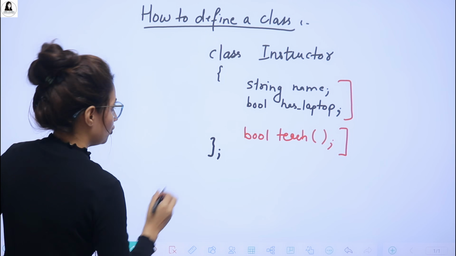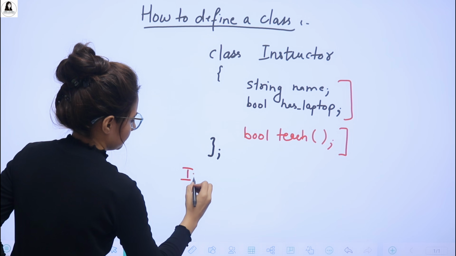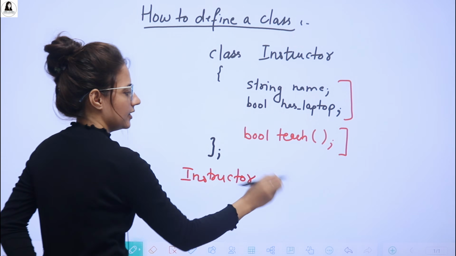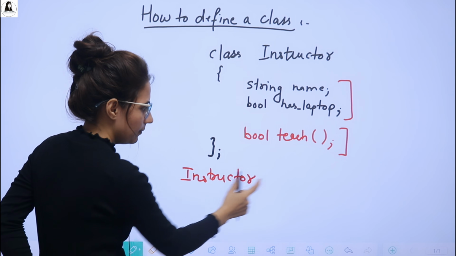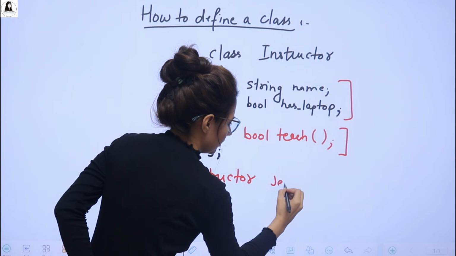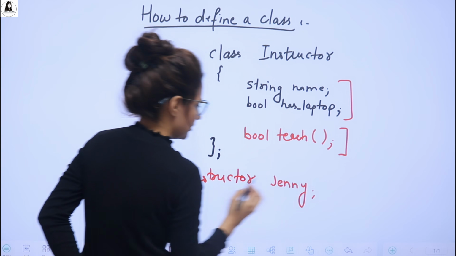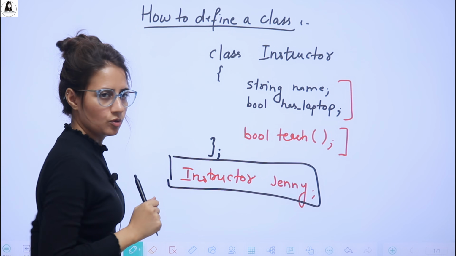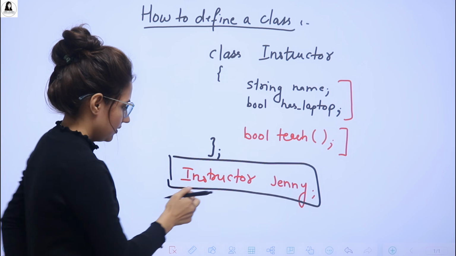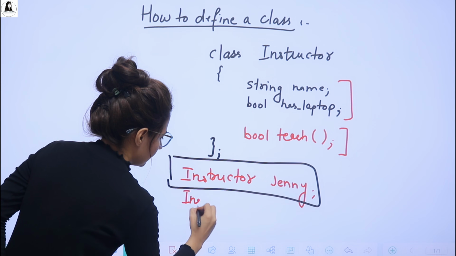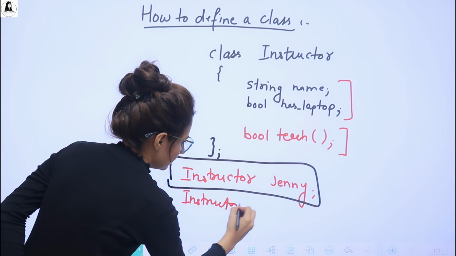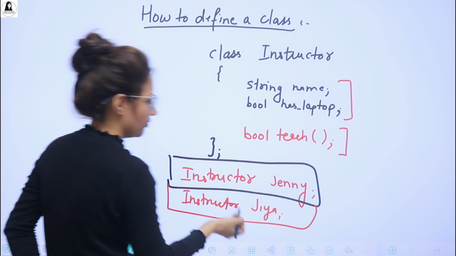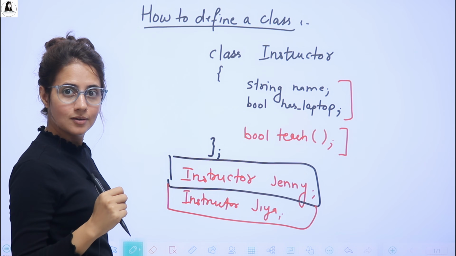So here, if you want to create, the class name is Instructor. And here just your class name and then the object name. Suppose the object name I am taking is Jenny. That's it. This is how you can create an object of any class: class name, object name. Suppose I want to create another, Instructor and Gia. This is the second object I have created of the same class, right?